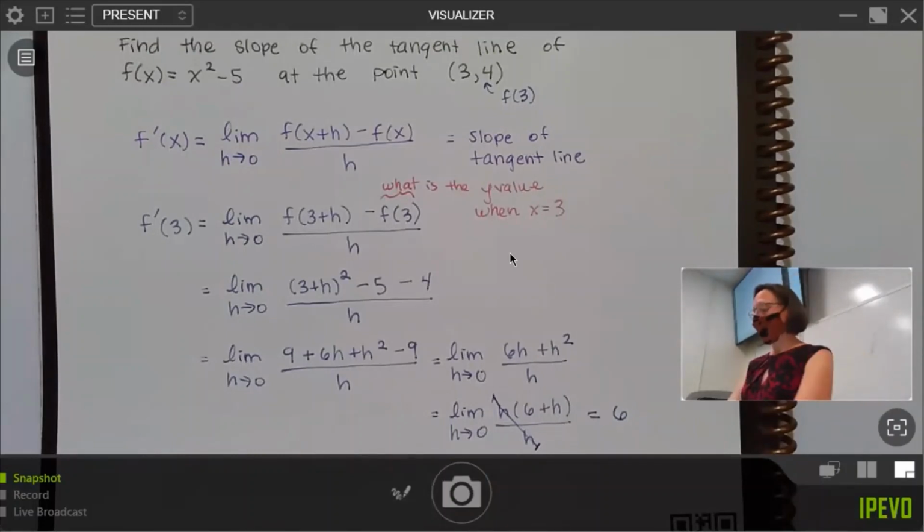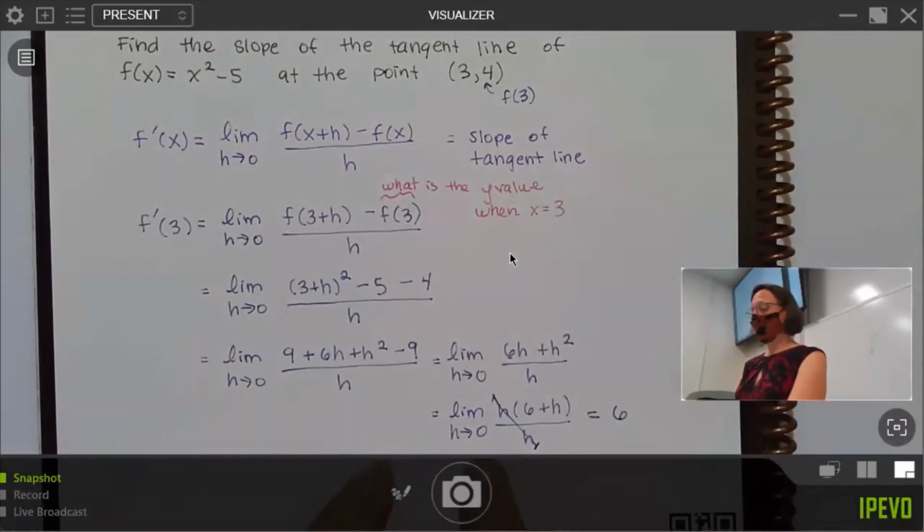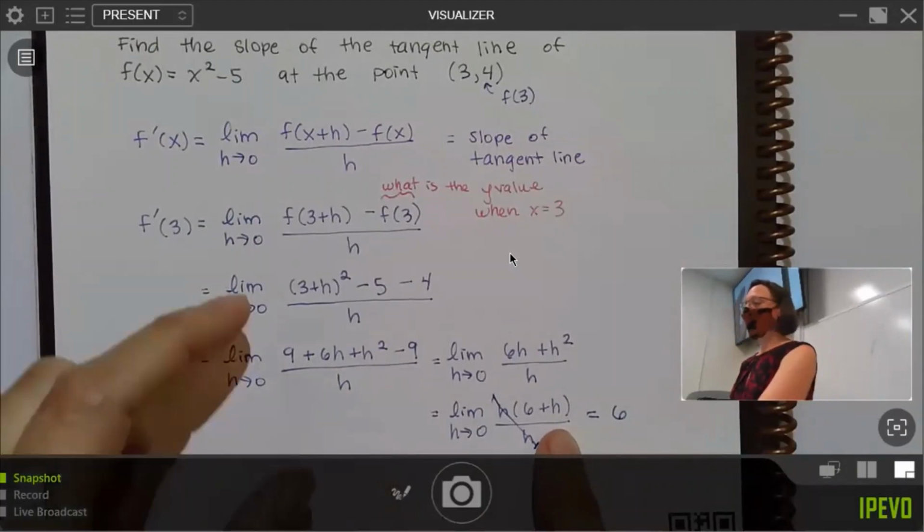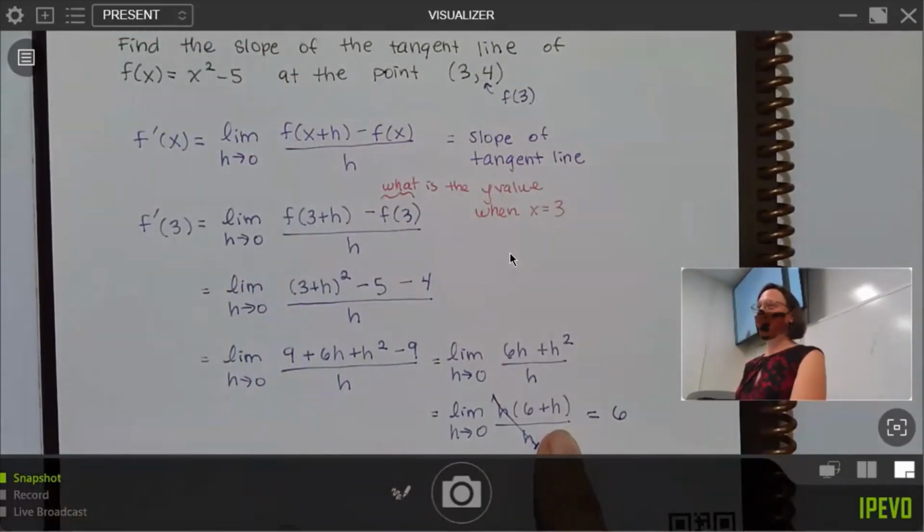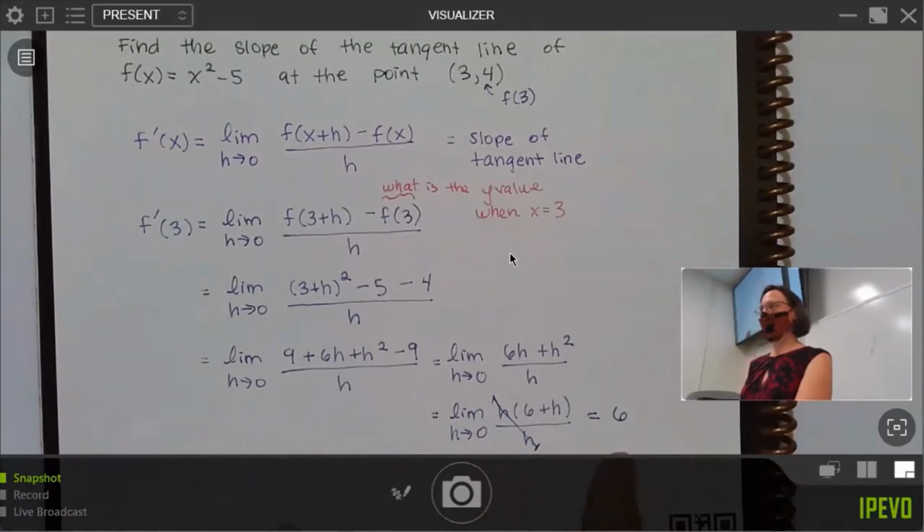The reason that I waited till the very end to actually plug in the 0 for h is because if I plugged it in anywhere else, I would still be at 0 over 0. So I had to get to the point where that h canceled out before I could plug in the 0 for h.